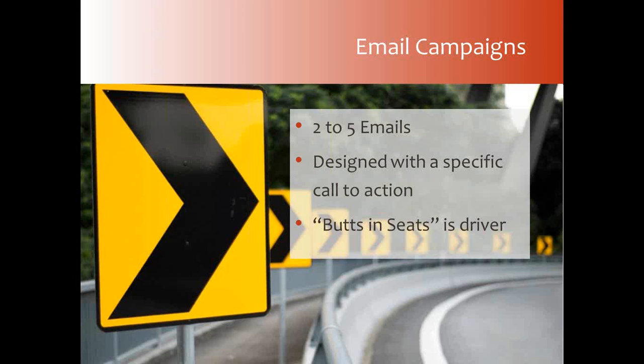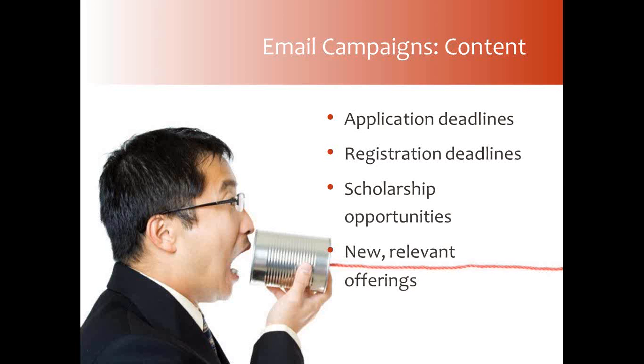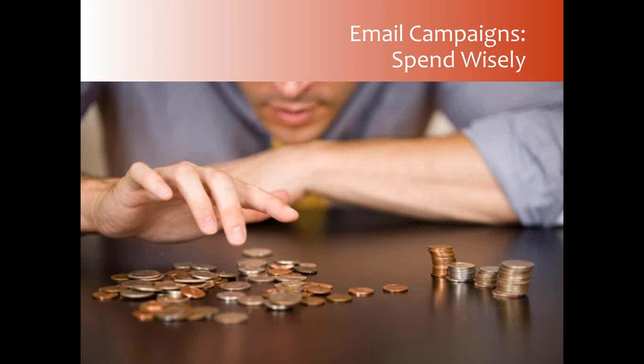For email campaigns, the content should come with a sense of excitement and urgency. Your campaigns should be talking about upcoming application deadlines, registration deadlines, new scholarship opportunities, or new and relevant offerings. Because of this sense of urgency and excitement, unlike your personalized emails and your communication plans, you need to be strategic with your email campaigns. So you're reserving these for 1 to 2 times a quarter because they are the big, exciting announcement, and you want to make sure that you can get a lot of bang for your buck with that.